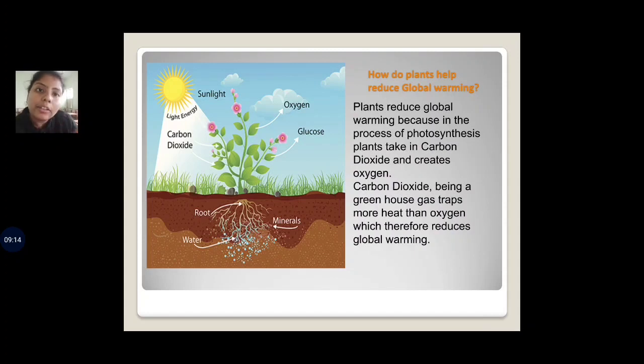If we keep on increasing more and more vehicles, if we keep on burning more and more fossil fuels, what will happen? One day, the concentration of CO2 will increase so much that the temperature of the earth will also increase because it will trap more and more heat, which has already started according to the scientists.